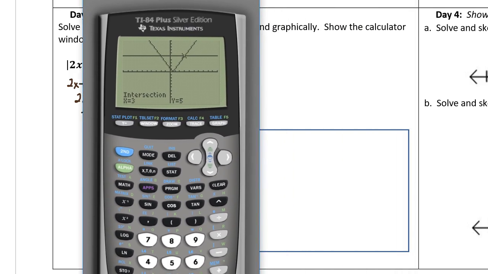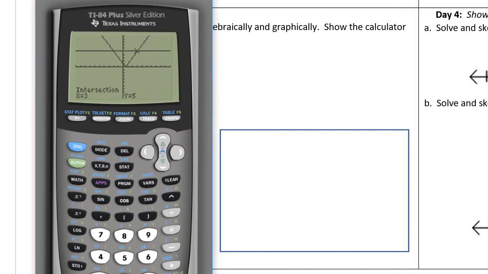Let's graph that one onto the rectangle on the bellwether. Here's the y-axis and the x-axis. And I have the standard window, so 10 marks in all directions.